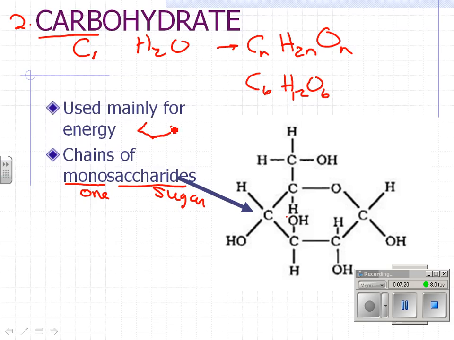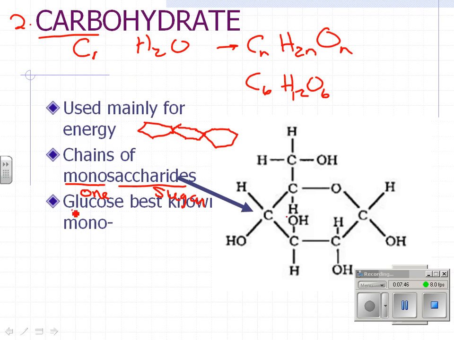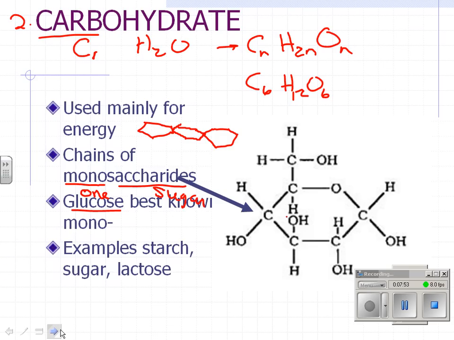If you put together a whole bunch of them, sorry, not drawing this very well, you have polysaccharide, carbohydrate. We will talk about carbohydrates in more detail later on in this class. We talk about carbohydrates like glycogen as a storage carbohydrate. Glucose is the best known monosaccharide. Some other examples of carbohydrates are starch, sugar, and lactose. Fructose and maltose are all different kinds of sugars.